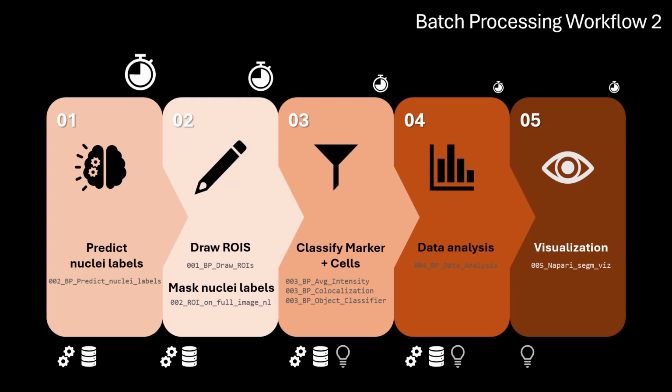In alternative 2, you start by predicting nuclei labels for the entire image. This approach is especially helpful if you haven't had the time to draw your ROIs in advance. After prediction, you can then draw the ROIs at your convenience. Once the ROIs are defined, you can apply them to the full image label map using the notebook 002 ROI on full image nuclei labels. This allows you to extract or analyze only the relevant regions from the already predicted full image labels.